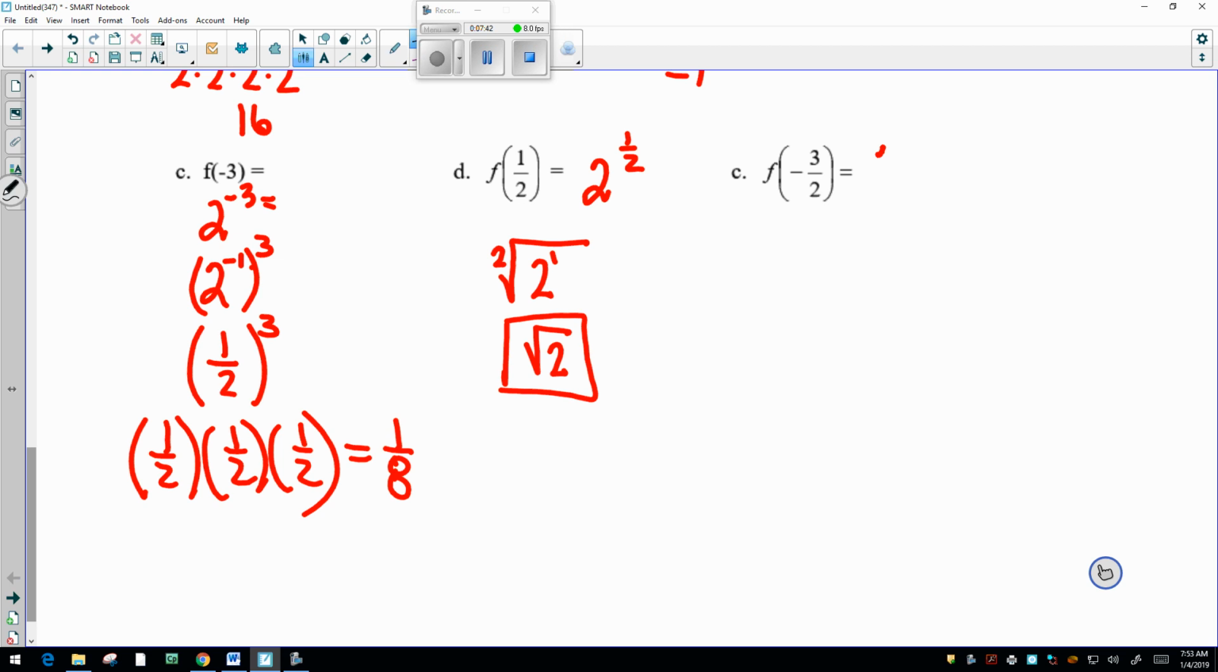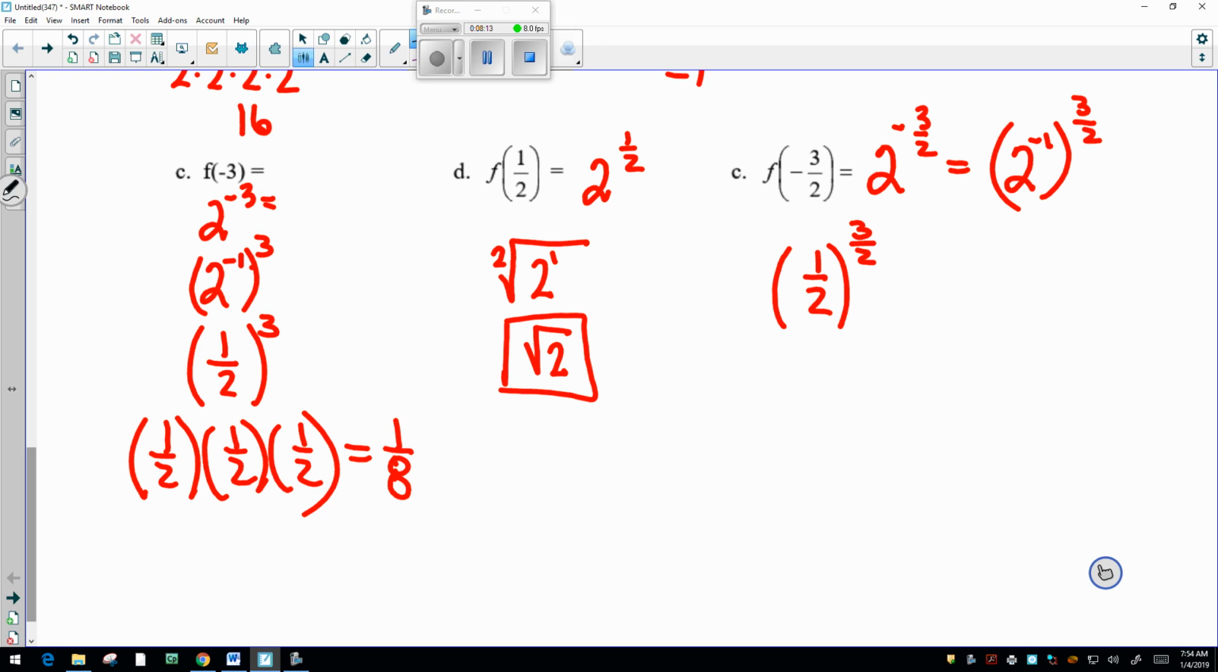Okay, and so now, last one, we have 2 raised to the -3/2. So we can do this a whole bunch of different ways here. I'm going to start by saying, let's rewrite this kind of like we did with our other negative exponents. I'm going to say this is like 2 to the -1 raised to the 3/2. So that -1, we said would turn it into a fraction, so that's going to get me 1/2.